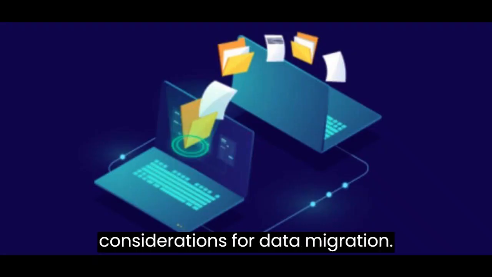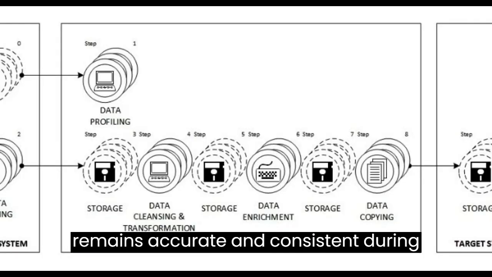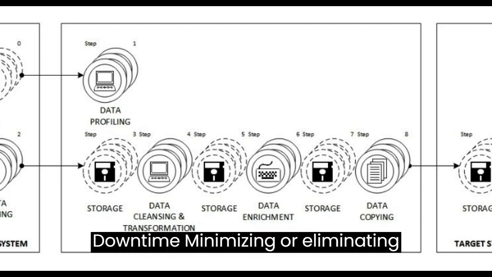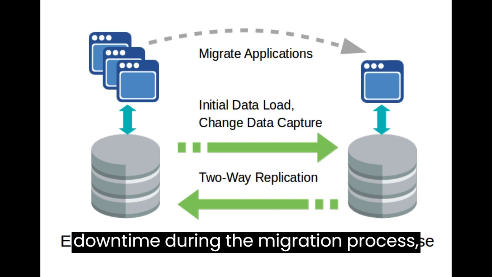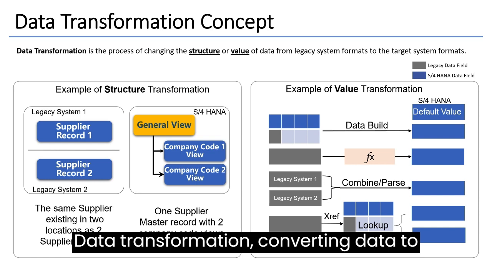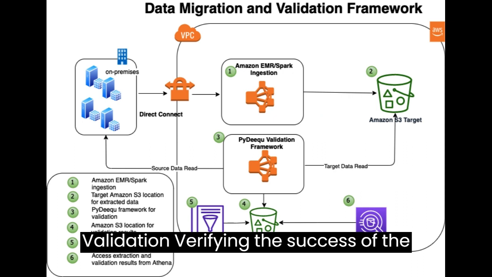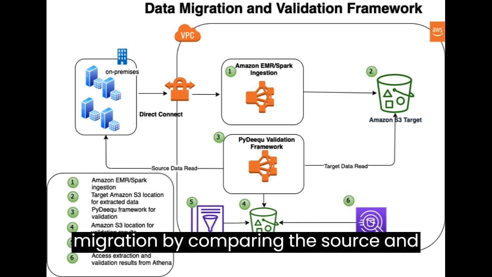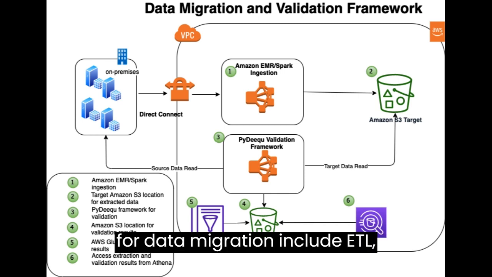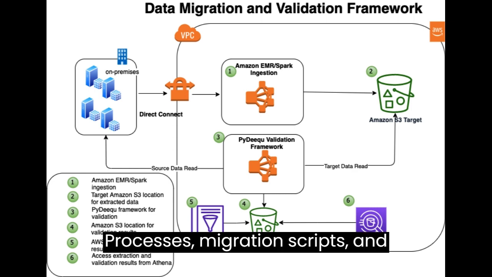Key considerations for data migration. Data integrity. Ensuring that data remains accurate and consistent during and after migration. Downtime, minimizing or eliminating downtime during the migration process, especially in critical systems. Data transformation, converting data to fit the target schema or format. Validation, verifying the success of the migration by comparing the source and destination data. Common tools for data migration include ETL (extract, transform, load) processes, migration scripts, and specialized data migration software.